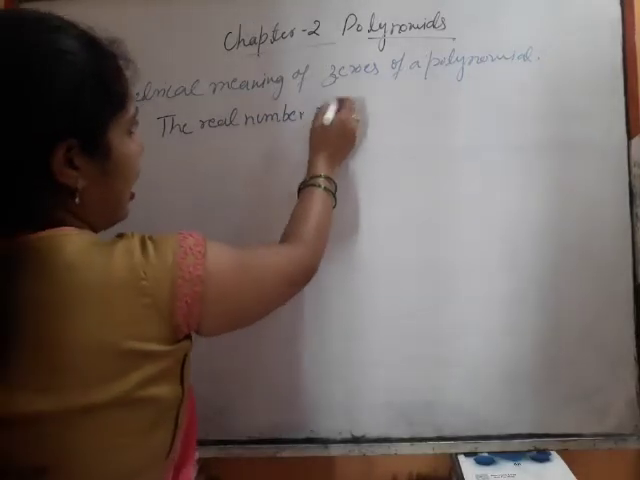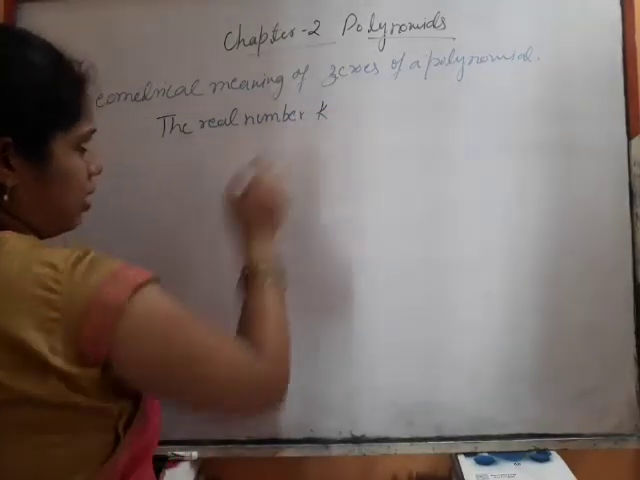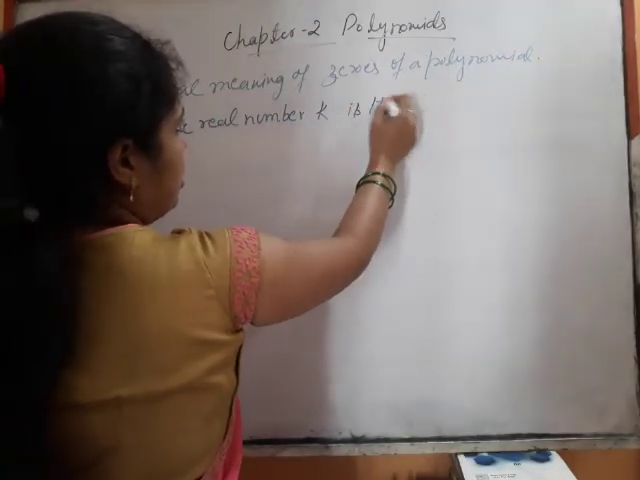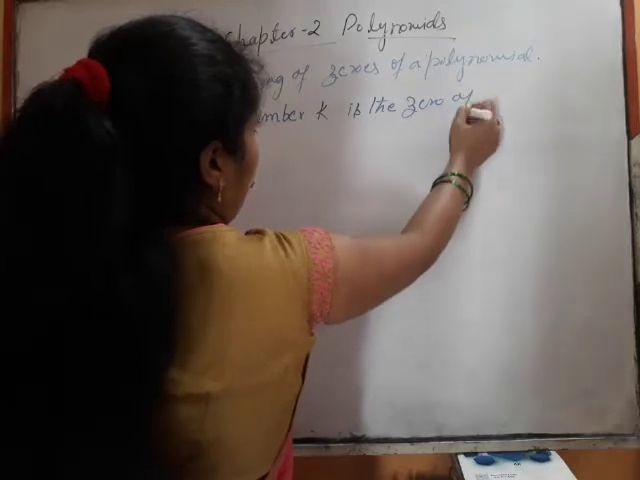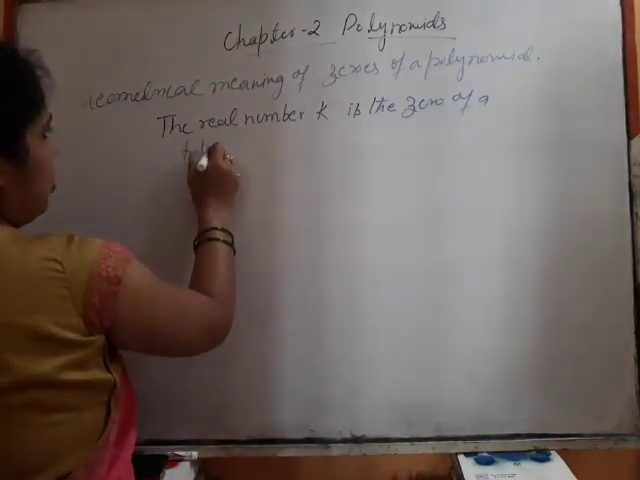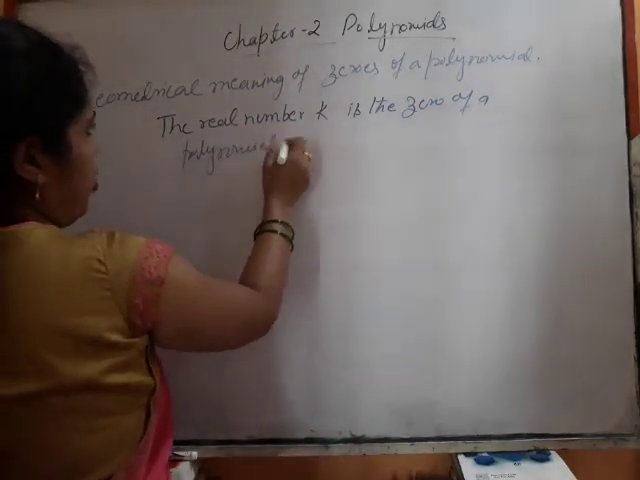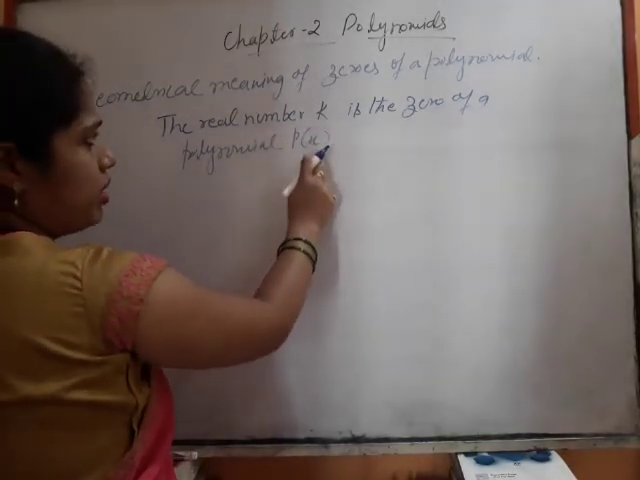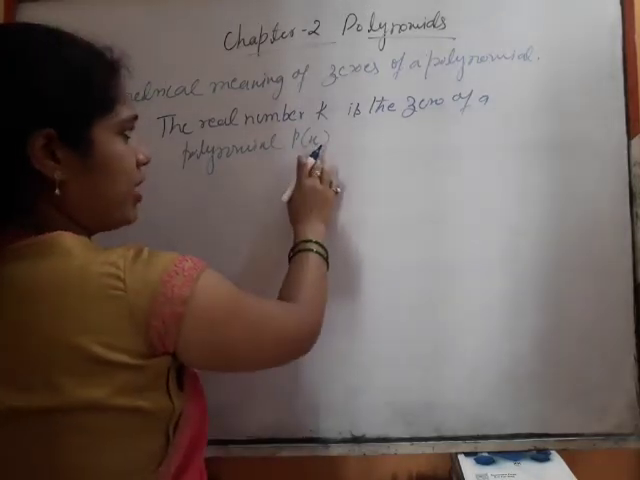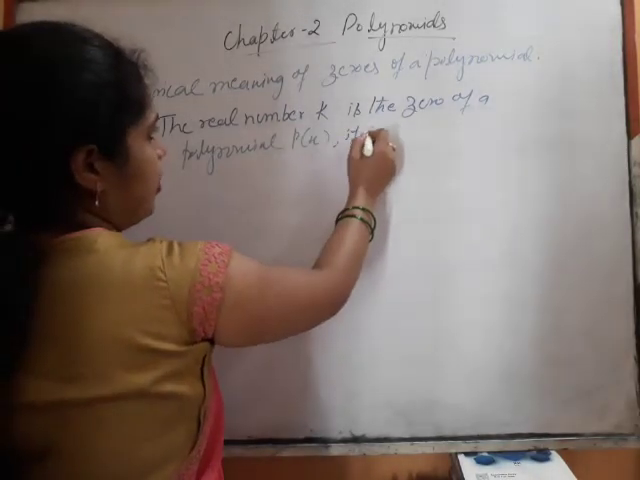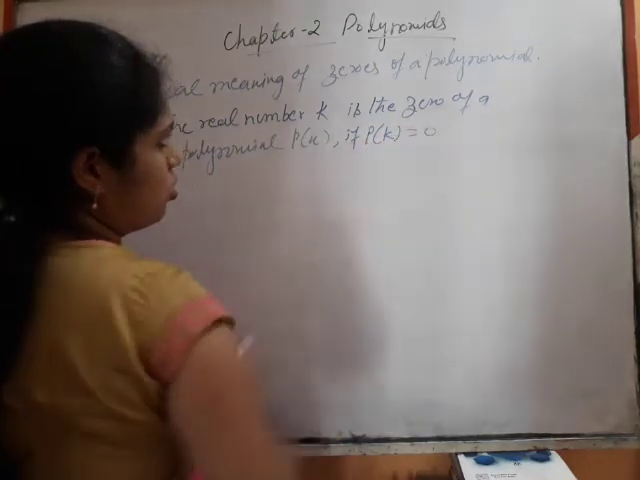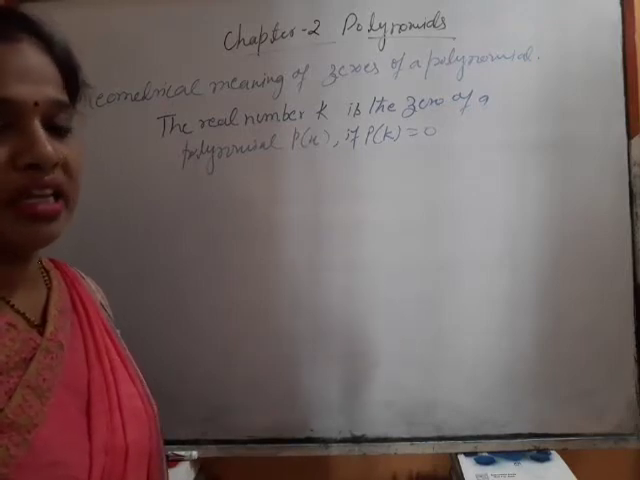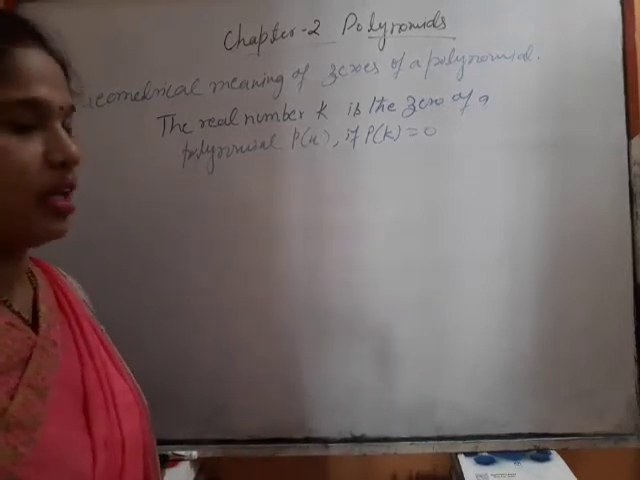You know that the real number r, or anything like k also you can take. The real number k is the zero of a polynomial p(x). p(x) is the polynomial representation in variable x, if p(k) equals 0, where k is any real number. So the zeros of the polynomial can be any real number. It can be rational, it can be irrational.